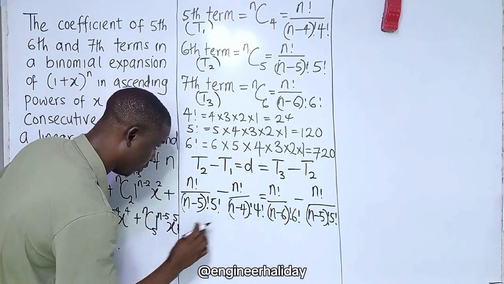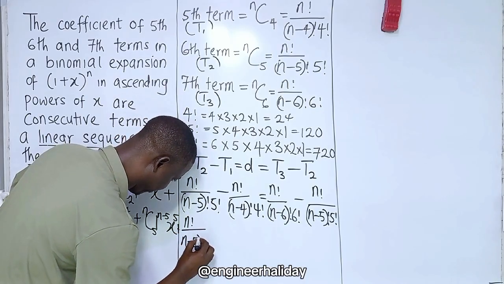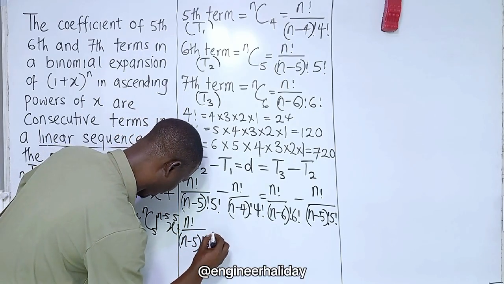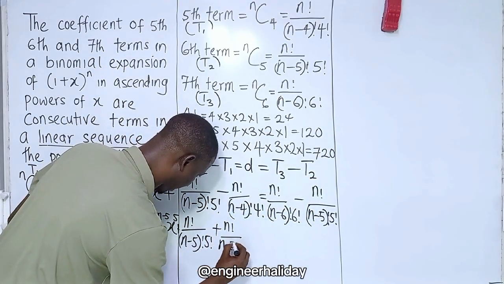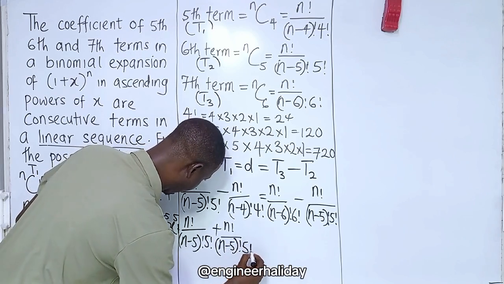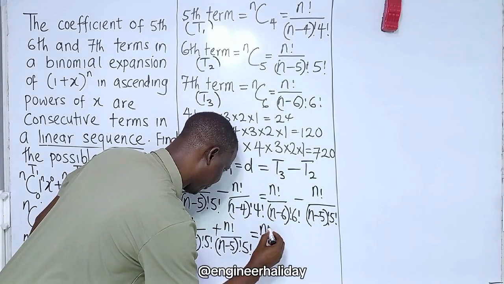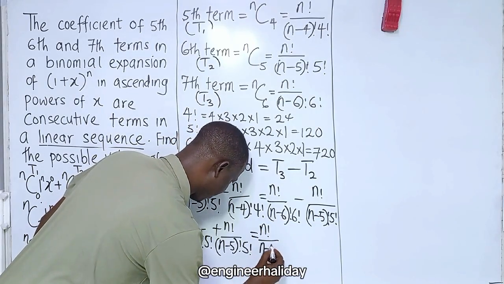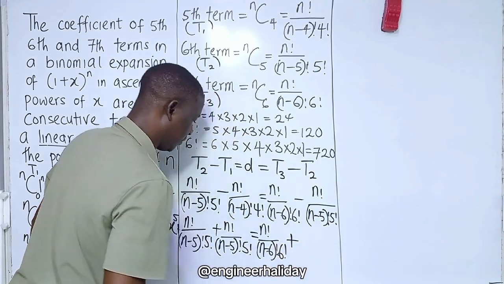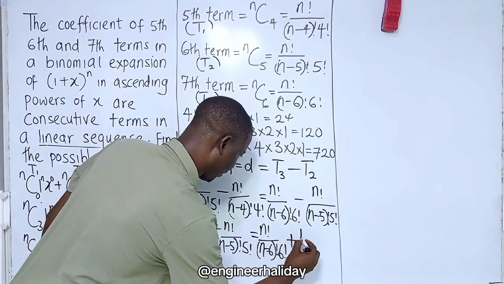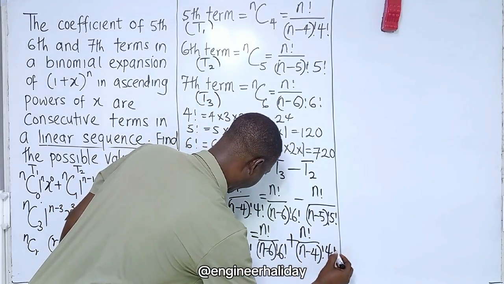We are going to have it as what? We move over to this, collecting like terms. So n factorial over (n minus 5) factorial, 5 factorial, plus, when it moves to the other side, n factorial over (n minus 5) factorial, 5 factorial is equal to, then let this one move to the other side, becomes what? n factorial over (n minus 6) factorial, 6 factorial, minus, or plus rather, because if you move to the other side it becomes plus n factorial over (n minus 4) factorial, 4 factorial.